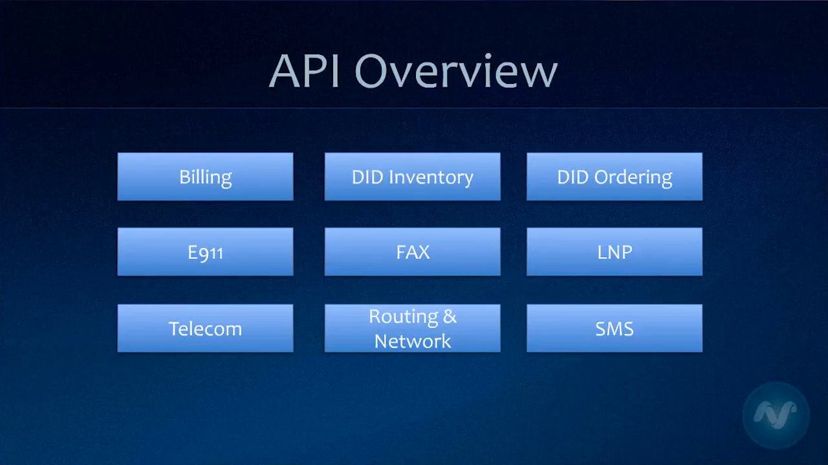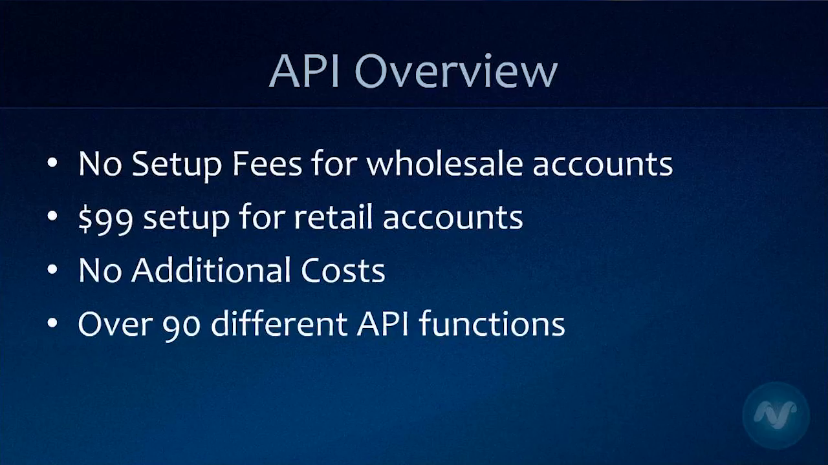So this is the overview of the API, the different categories of things that we have. There are no setup fees for wholesale accounts to utilize the API. And for retail accounts, there's a $99 setup just to get things going. There are permissions that we set, instructions that we send, all kinds of stuff to get things up and running. But then there are no additional costs to use the API functionality. Whatever services you're using are then just the same cost as you would get doing anything else. And right now, there are over 90 different API functions.